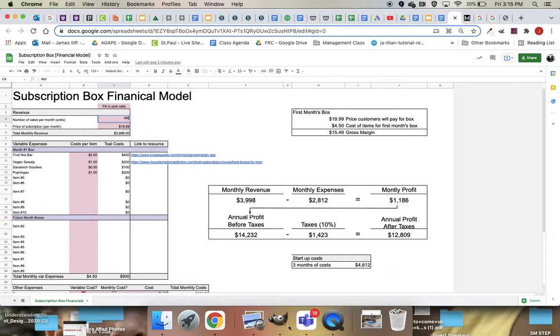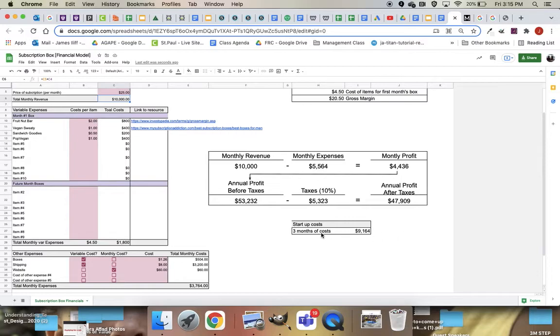You can imagine if we scale this up. What if we said, hey, we're actually going to sell 400, and let's say we find out that we can charge $25. You can see how that flows through, and it affects our monthly profit and our annual profit. Lastly, here are your startup costs. Usually we like to have 3 months of product. And if that's the case, you're going to need about $9,000 to buy 3 months of product.